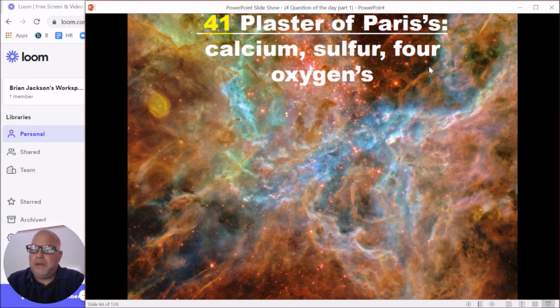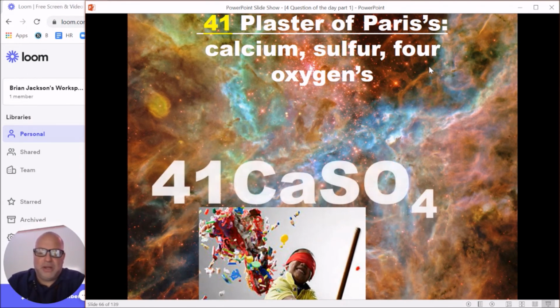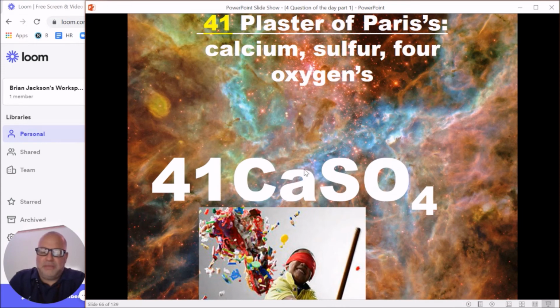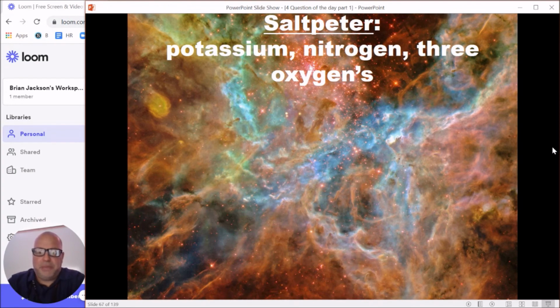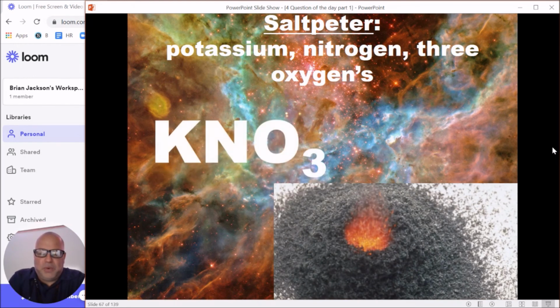Next one, 41 molecules of plaster of Paris. Plaster of Paris is used to make volcanoes and piñatas and things like that. So you're going to write down 41 calcium, Ca, sulfur, and 4 oxygen, so O4 is that. Saltpeter, right? If you want to make some saltpeter, the main ingredient of gunpowder, well, here you go. You need potassium, nitrogen, and 3 oxygens for saltpeter.